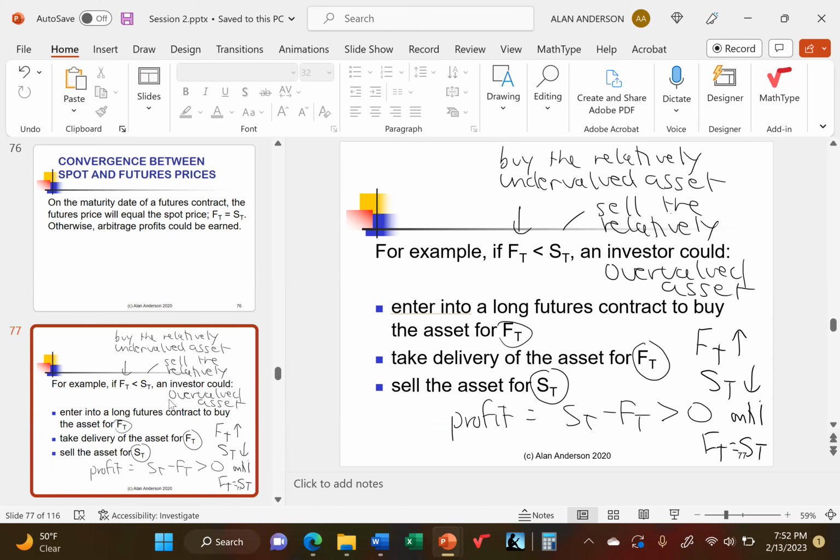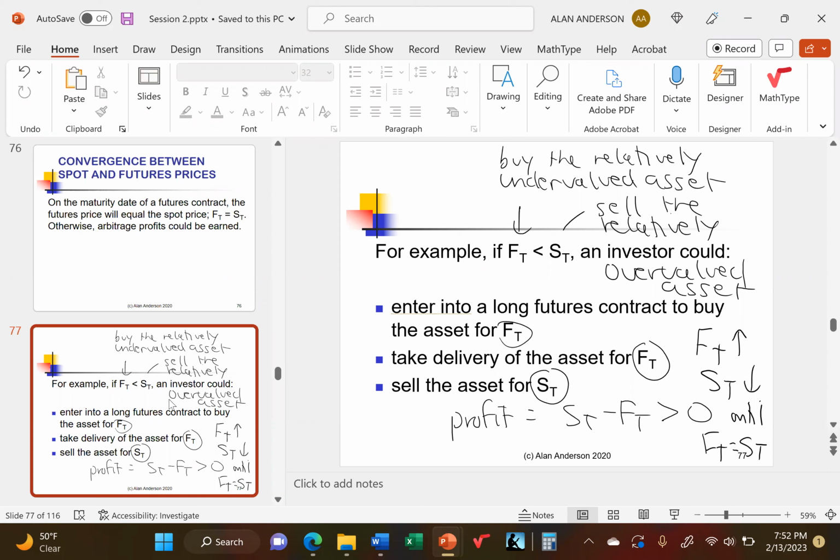So you can see if that relationship fails to hold, we'll buy the one that's undervalued, we'll sell the one that's overvalued, and put the difference in our pockets. And that is a risk-free profit. There's no risk, so other investors will do the same thing. Everyone will start buying the futures contract. Everyone will start selling the spot asset. And that will push F up, S will go down. And then at some point, all of this will stop when the two are once again equal to each other.